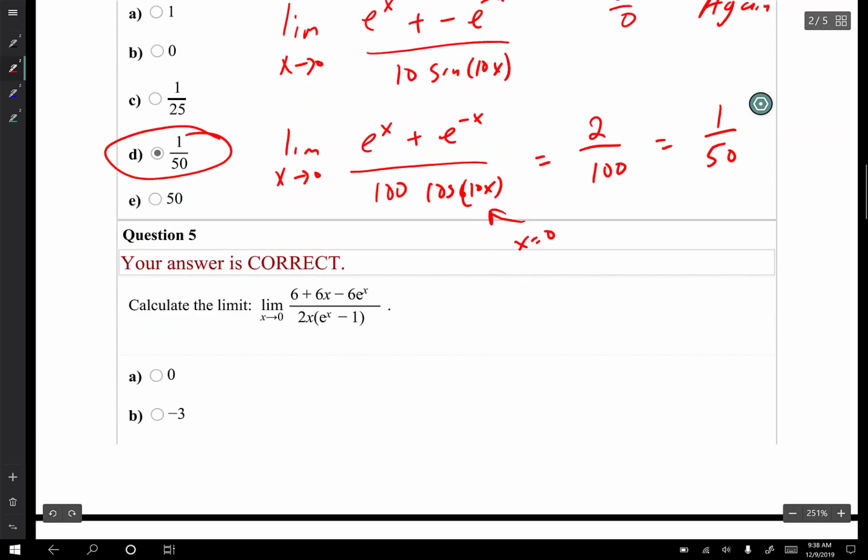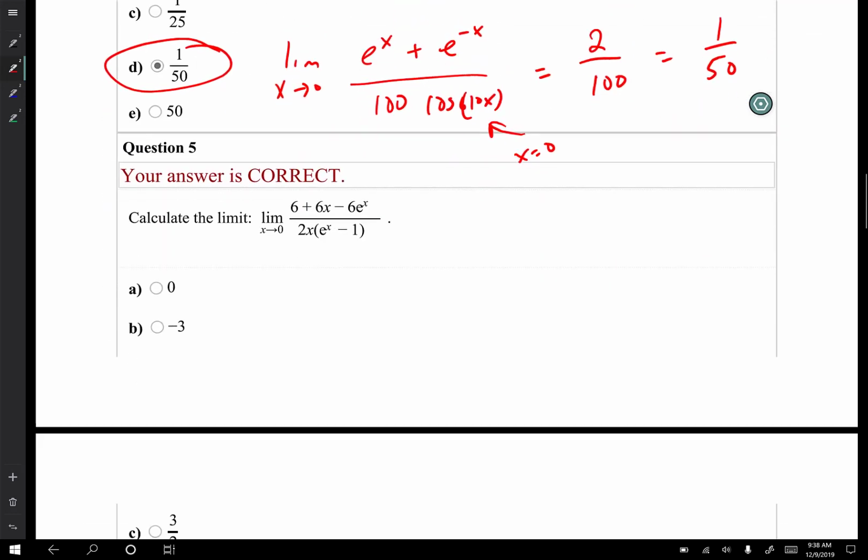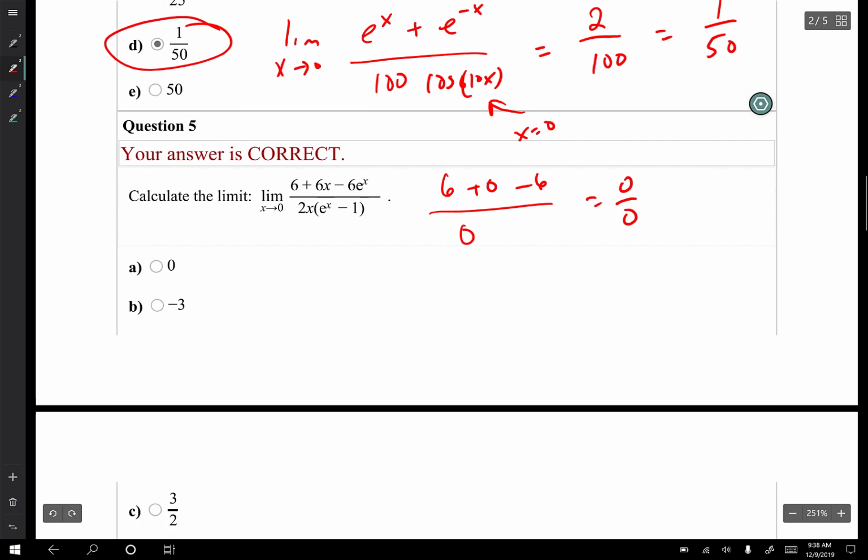All right, let's continue. Calculate the derivative here. If I plug in a 0, notice I get 6 plus 0 minus 6. And if I plug in a 0 below, I get 0, so 0 over 0. So L'Hopital's rule. So here we go.